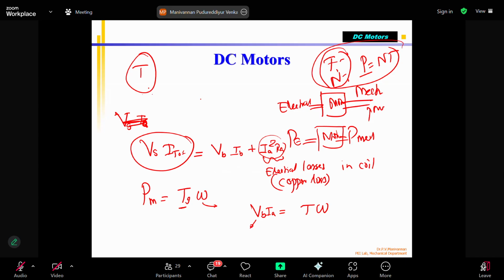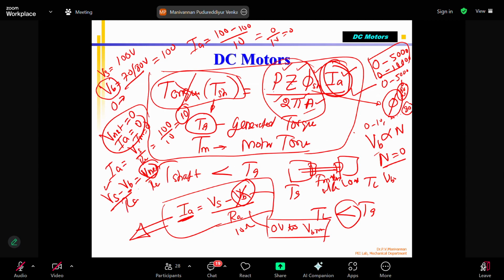The torque is proportional to IA. Torque of the motor is proportional to IA according to the equation. Correct? So in this torque equation, T equals PZ phi into IA divided by 2 pi A. Correct? All these things are constant. So IA decides the maximum torque it can create.